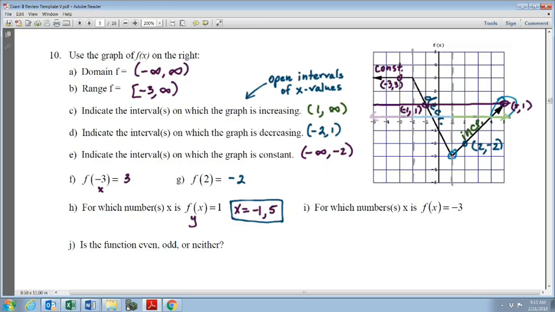On part I, it says for which numbers x is f of x equal to negative 3. Well, our height, or our y value, is negative 3 now. So we're down 3. So there's the point on the graph right here that's down 3. And that occurs when x is 1. And notice there's no kind of symmetry here. So we should say this is neither.